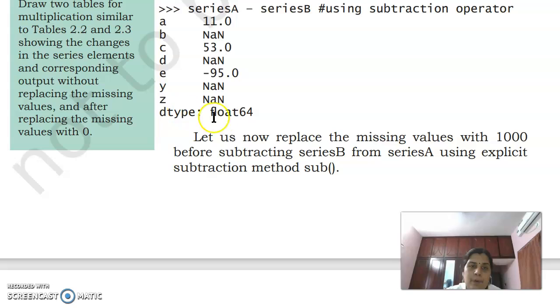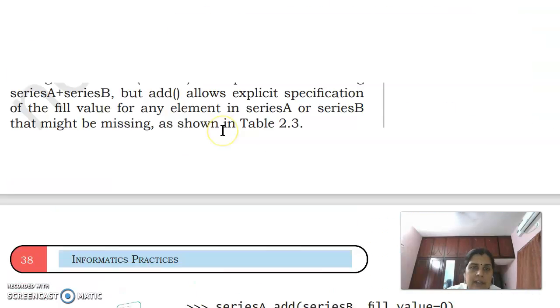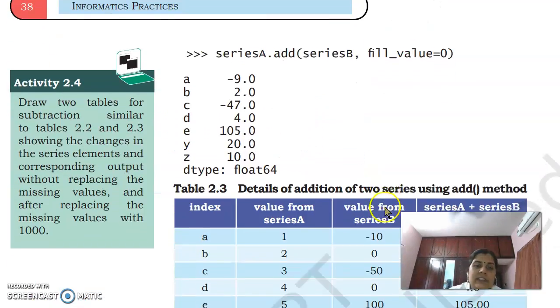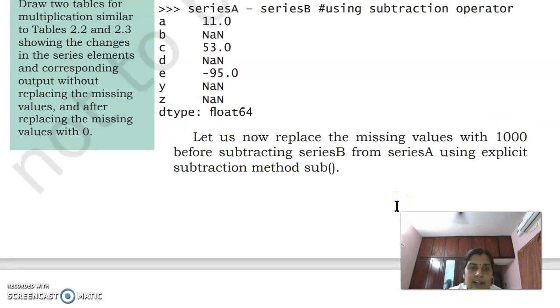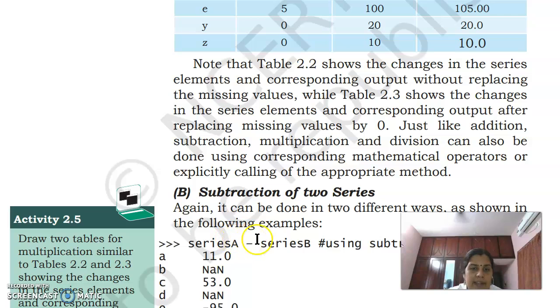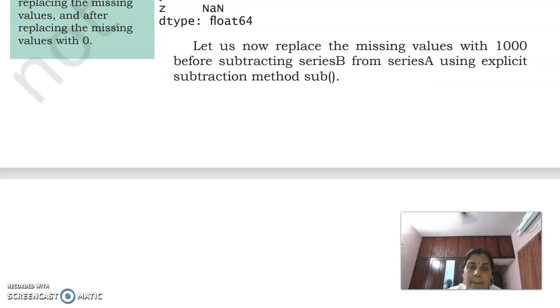You can check, suppose at the value of E, what happened? We have to check here. Here the value is 5 minus 100, which is equal to minus 95. It is in float format. There is another method known as the sub method. Here we are using the minus operator. Instead of that, we are using the sub method.